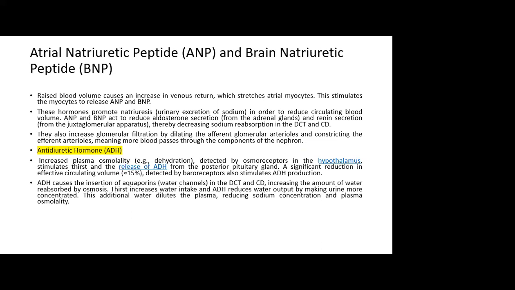Another hormone that we cannot deal with sodium without entertaining is antidiuretic hormone, ADH. Increased plasma osmolarity, for example during dehydration, is going to be sensed by the osmoreceptors found in the hypothalamus. And that is going to stimulate the release of ADH from the posterior pituitary gland, and a significant reduction of effective circulatory volume, at least about 12 to 15%, needs to be there to be sensed by the baroreceptors to stimulate the secretion of ADH. And we do know the action of ADH is to increase the expression of aquaporin 2 via the V2 receptors at the collecting duct, making them more water permeable, thereby promoting water reabsorption.